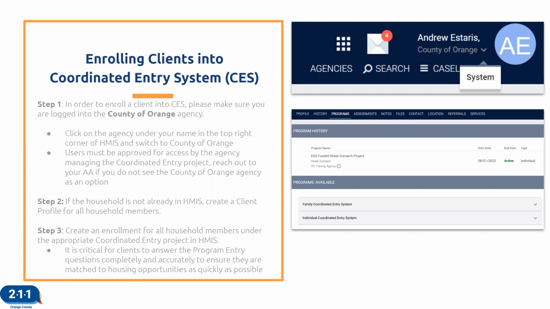And the next step would be creating the client in HMIS if they're not already in the system. If they are already in the system, you would just create an enrollment just like any other project. And if you are working with a family, you want to enroll them into the family coordinated entry system. And if you are working with an individual, you want to create enrollment for the individual coordinated entry system.